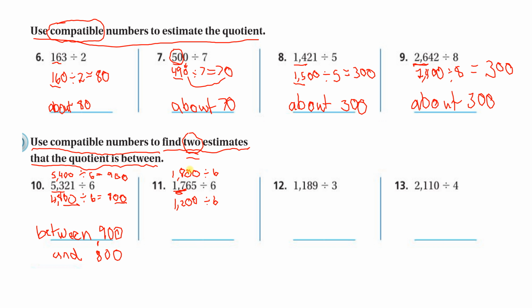Remember, 2 estimates that the quotient is between. So here 6 goes into 18 3 times, so I'm going to add my between, 3 and then 2 zeros, so 300, and 6 goes into 12 twice. I have 2 zeros left over, so my 2 zeros. So between 300 and 200.